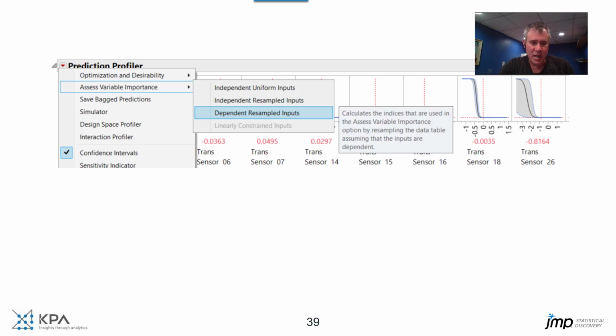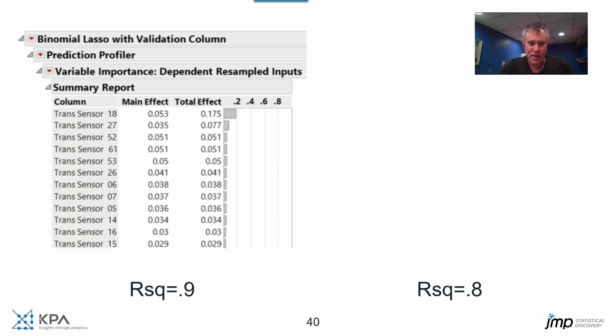We have a variety of different options for how this could be done, but because of the multicollinearity and because this is not a very large model, I'm going to go ahead and use the dependent resampled inputs technique since we have multicollinearity in the data. And this has given us a ranking of the most important terms. We see that column 18 is the most important, followed by column 27, and then 52, all the way down.